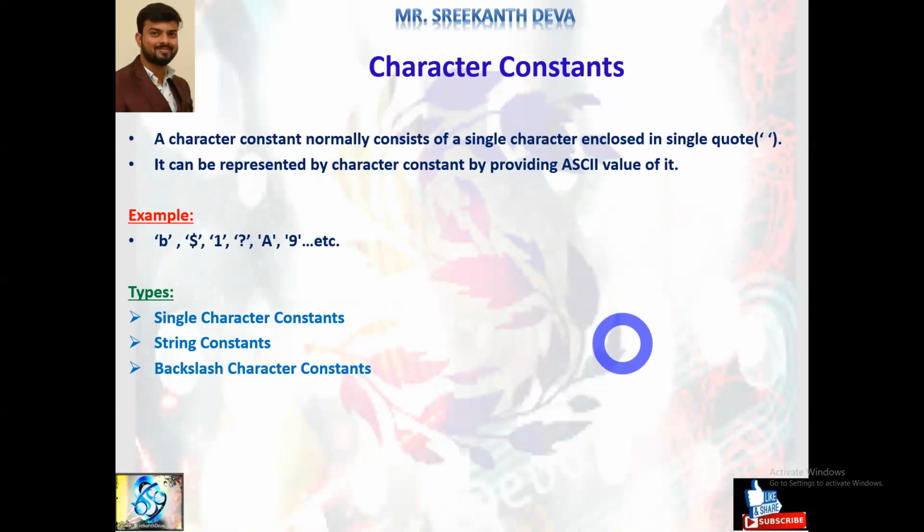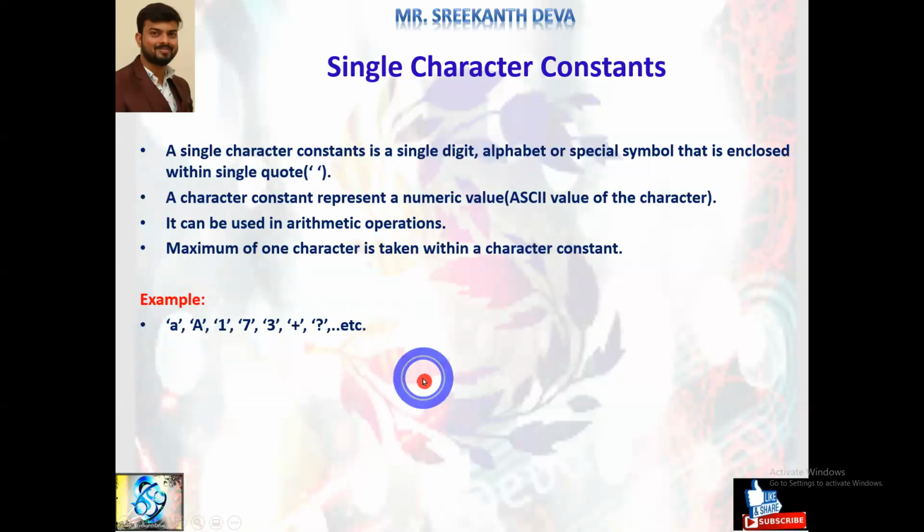In the ASCII table we discussed all signed and unsigned characters, right? Like 0 to 255 characters. Every character internally consists of what? An ASCII code. Like B, dollar, 1, question mark, A, 9. These are all enclosed with what? Single quotes. They represent what? Character constants. Again, they consist of different types: single character constants, string constants, and backslash character constants.